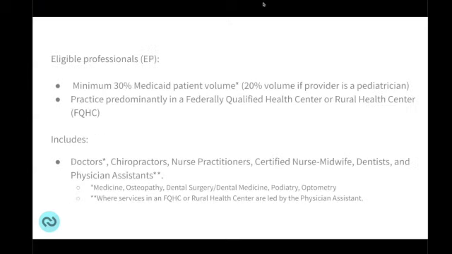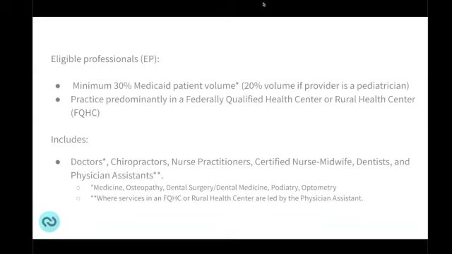The eligible professional side is really a wide array of healthcare providers and clinicians. So it's a minimum of 30% Medicaid patient volume. And again, Medicaid is the state different ones. So 20% of the volume if it's a pediatrician. So it's lower if it's a pediatrician than if it's a non-pediatrician. And they need to practice predominantly in a federally qualified health center or a rural health center. So federally qualified health centers are often referred to as FQHCs.